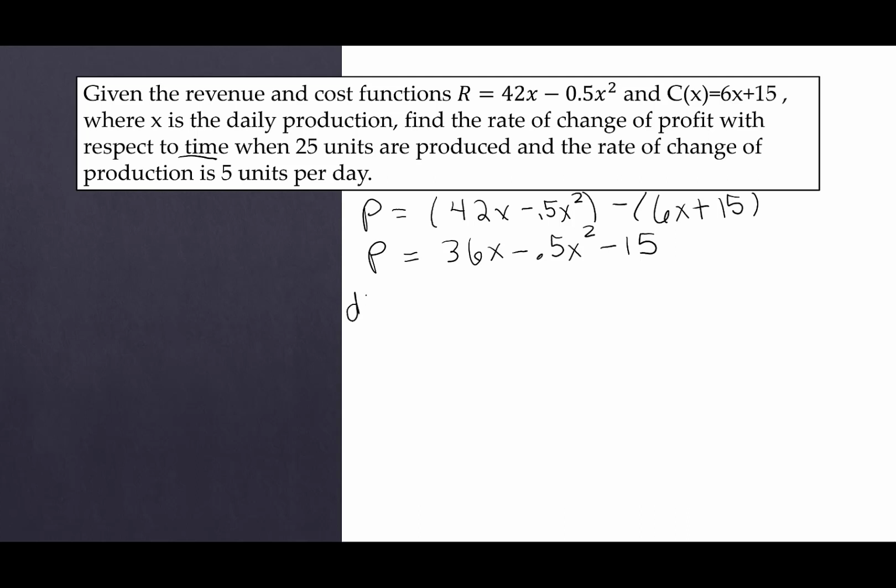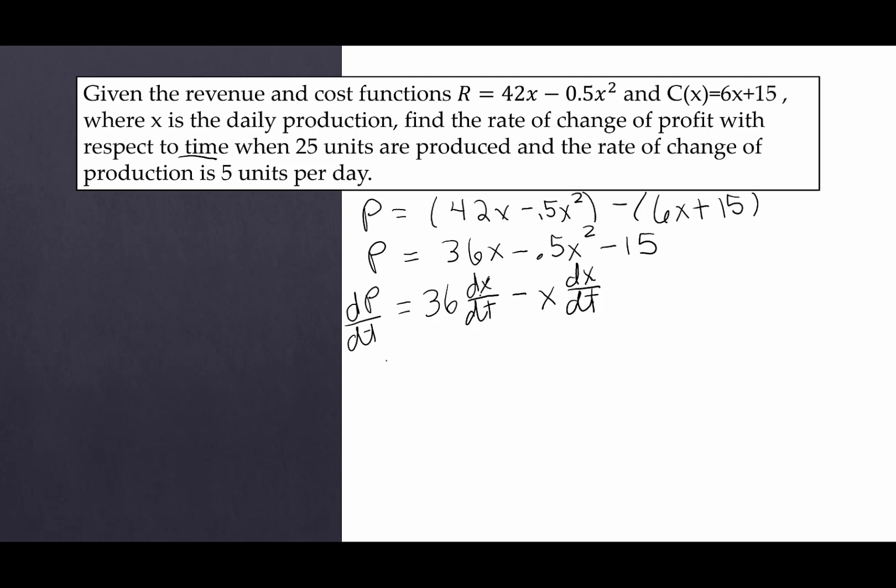Start with P becomes dP/dt, so the profit's changing with respect to time. Derivative of 36x is 36, but then I have a dx/dt, minus 0.5x squared. The 2 comes down, which makes that a 1, so I have minus x, also gets a dx/dt. Derivative of negative 15 is 0.